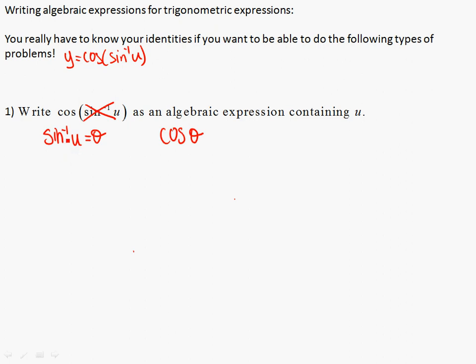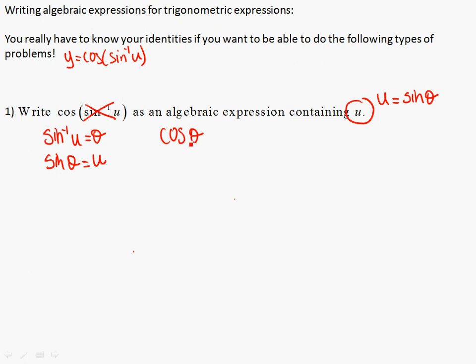Alright, so if the inverse sine of something is the angle, then the sine of the angle will give me u. Is that right? Well, that's the connection that I need here to rewrite this in terms of an algebraic expression. So I want to write everything in terms of u. Well, now I know that u is the sine of the angle. So it would have been great if this said sine of theta. Well, it does not.